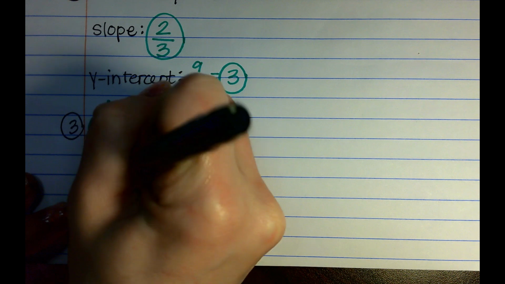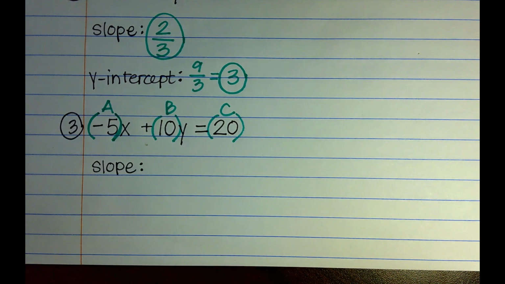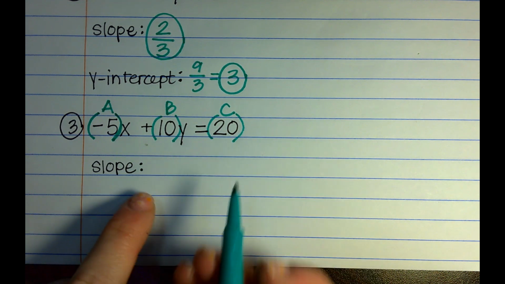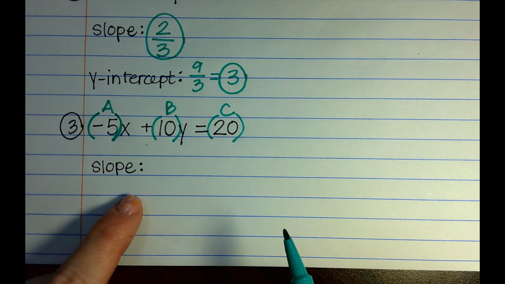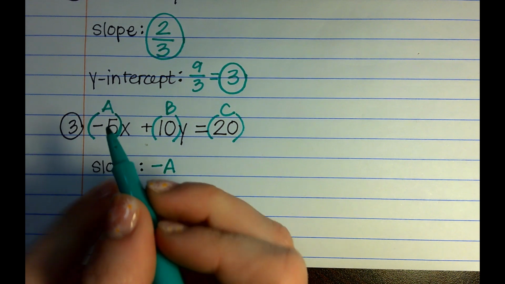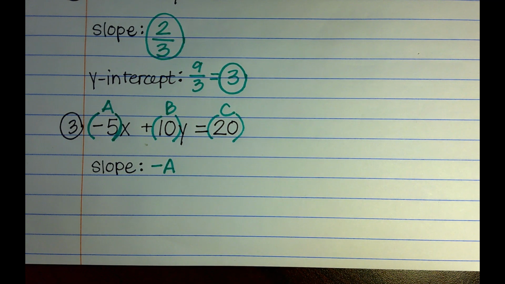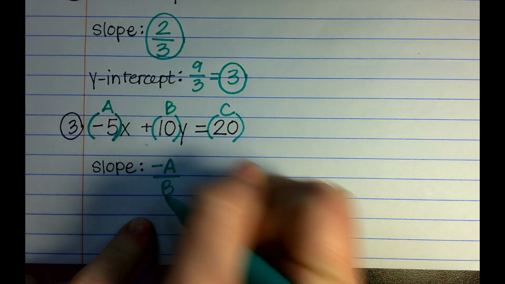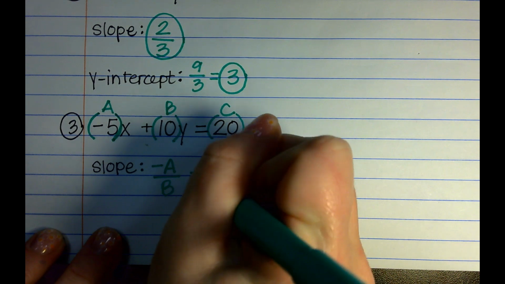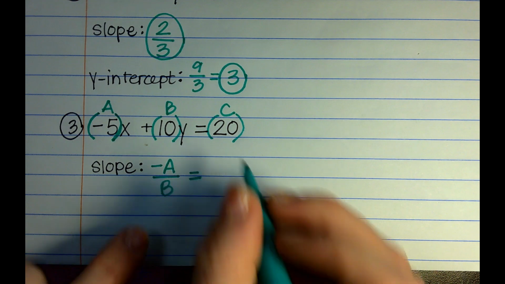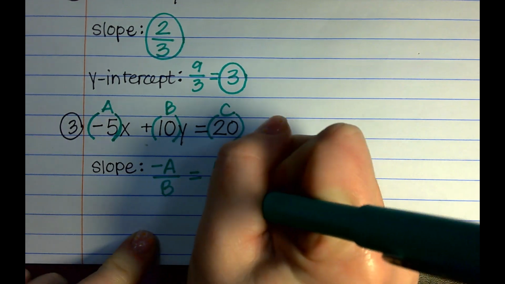So let's first find our slope. What is my slope using letters without numbers plugged in yet? A and B. Now, not just plain A and plain B. What's special about the A? Negative A, which means whatever A is, if it's positive, you make it negative. If it's negative, you make it positive. We're changing it. So negative A over B. So what would our slope be using numbers? Positive 5 over 10.